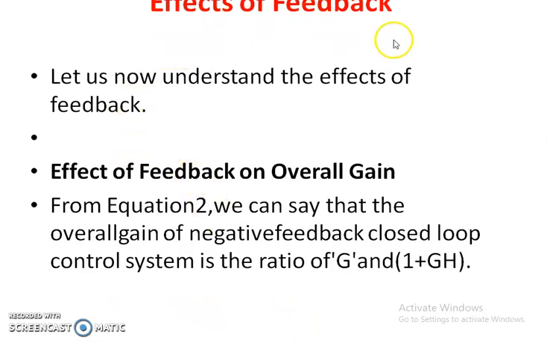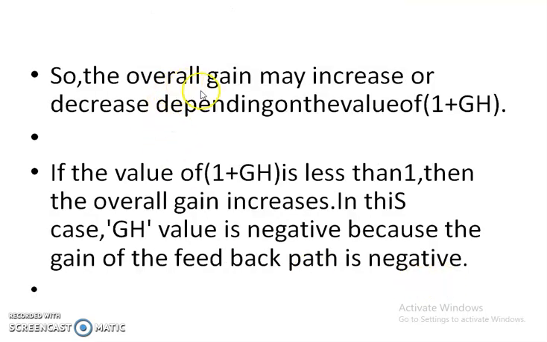Next, effect of feedback. Let us now understand the effect of feedback. The effect of feedback on overall gain. From equation 2, we can say that the overall gain of negative feedback closed loop control system is the ratio of G and 1+GH. So the overall gain may increase or decrease depending on the value of 1+GH.